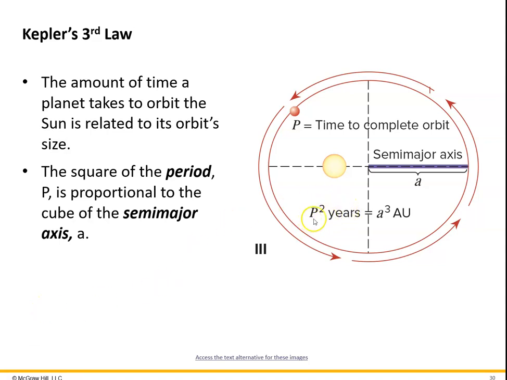All right, so Kepler's third law, p squared equals a cubed. Remember, you have to have the right units for this. P has to be in years, A has to be in units called astronomical units, where one astronomical unit is the distance between the Earth and the Sun, or really the average distance between the Earth and the Sun.